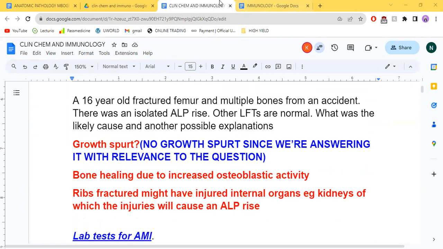Yes. So growth spurt. Usually teenagers have a growth spurt and the ALP will rise, but this is irrelevant here. So the most likely cause is bone healing due to increased osteoblastic activity, and the fractures might have, they give another possible explanation. They said multiple bones, so if that person had rib fractures, they might have injured other organs like the kidney, which could cause the rise in ALP.